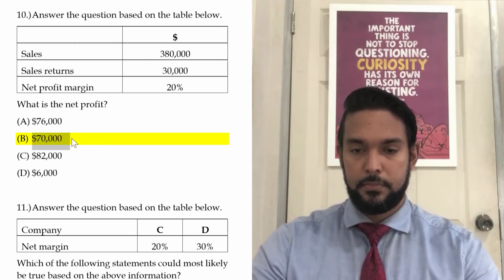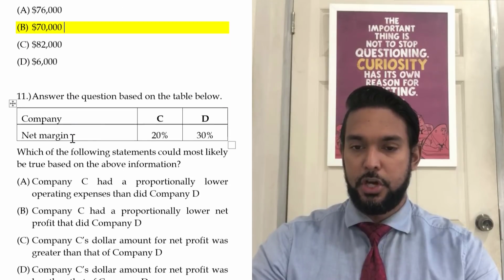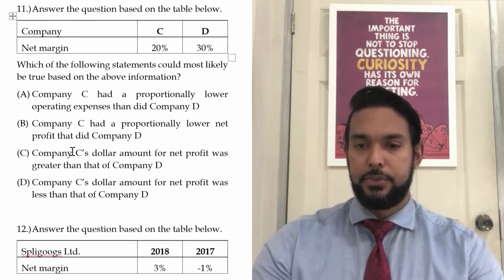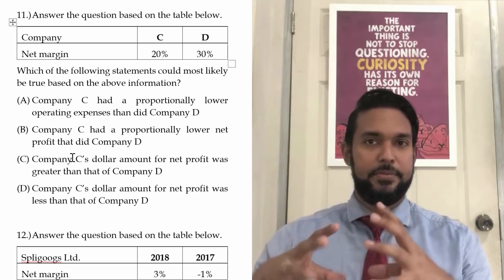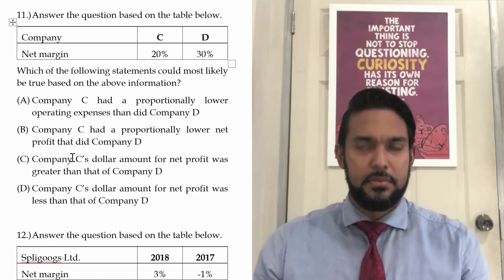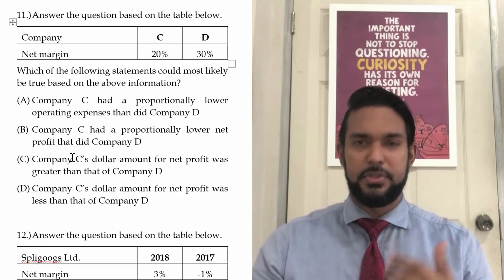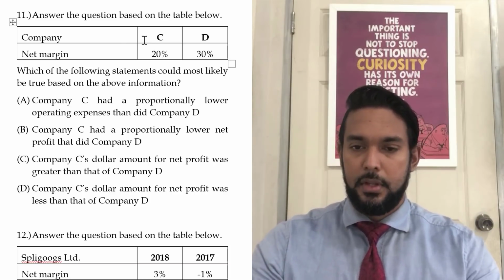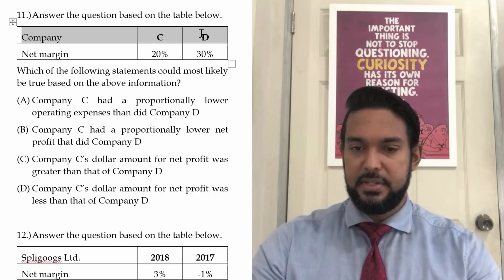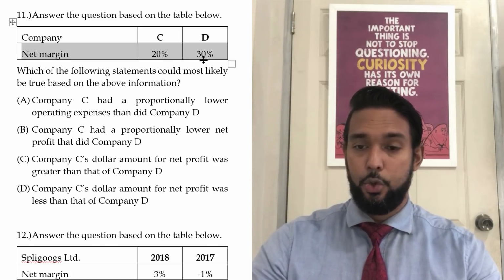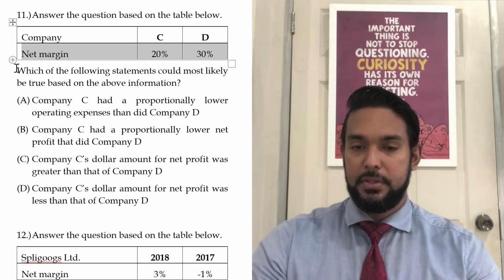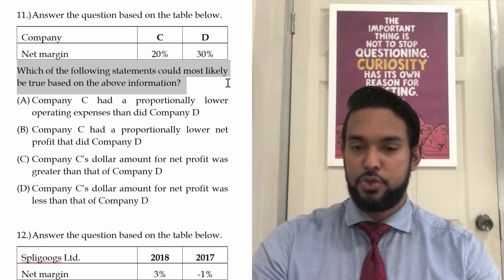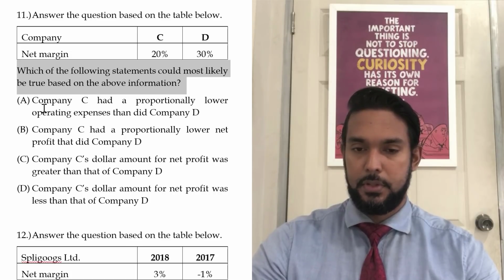Nice. Let's take a scroll down and check out number 11. You'll notice that these are a little similar to the questions for gross profit margin. I just kind of kept the format the same, but it still has different interpretations, so it's not like it's overly repetitive. We have two companies, C and D, and we have their net margins. We can see that company C had a lower net margin than company D. Which of the following statements could most likely be true based on the above information?